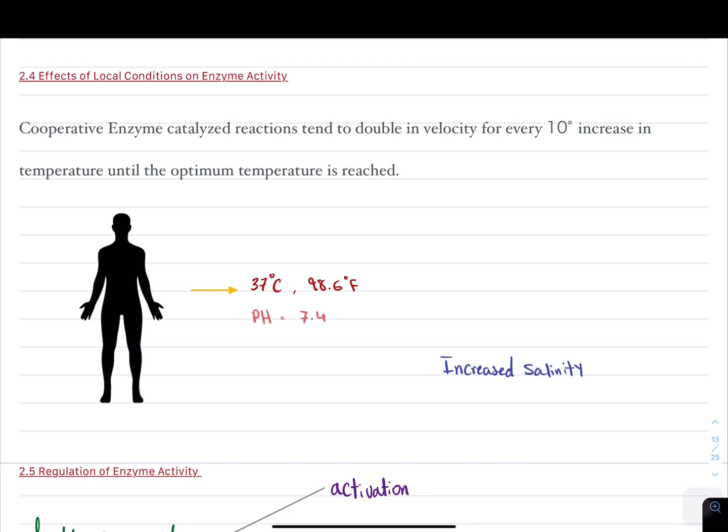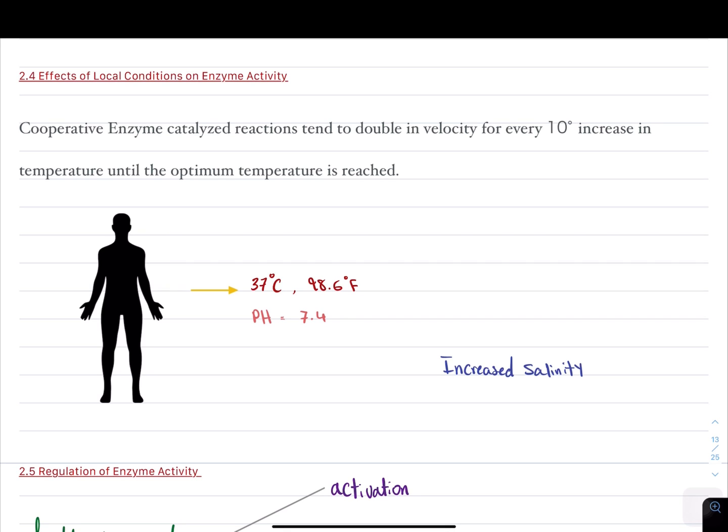2.4 is a short section that talks about effects of local conditions on enzyme activity. Enzyme activity means enzyme velocity or enzyme rate. So yeah, they're all synonymous.